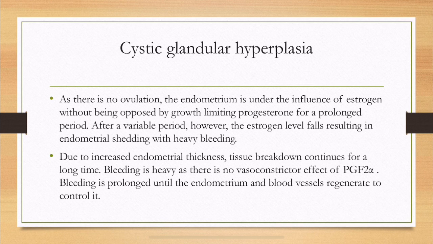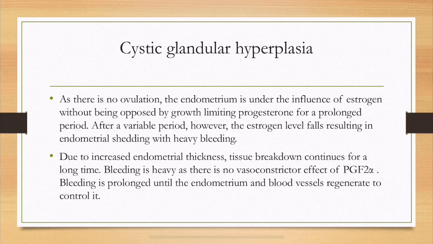You see, there is no ovulation happening, no corpus luteum, so no progesterone. Under the action of progesterone, prostaglandins are released, and these prostaglandins act as a vasoconstrictor. Here the bleeding is heavy because there is no vasoconstrictor effect of PGF2, no progesterone, so no prostaglandin, so vasoconstriction is not happening.